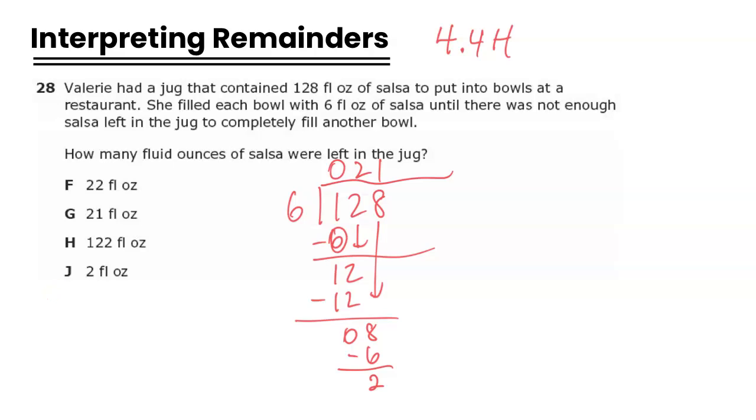And so going back to the question, how many fluid ounces of salsa were left in the jug? Well, the 21, the quotient, represents the number of bowls that we're going to be able to completely fill up with salsa. The 2 represents how many fluid ounces of salsa were left over in the jug. And so having students discuss this is going to be really important so that they don't choose the 21, which of course was the most popular wrong answer when this question was given, and that instead of choosing G, they actually pick the correct answer, which is J.